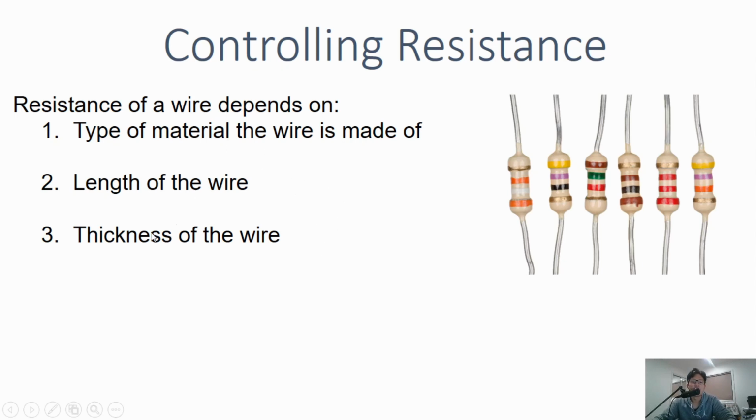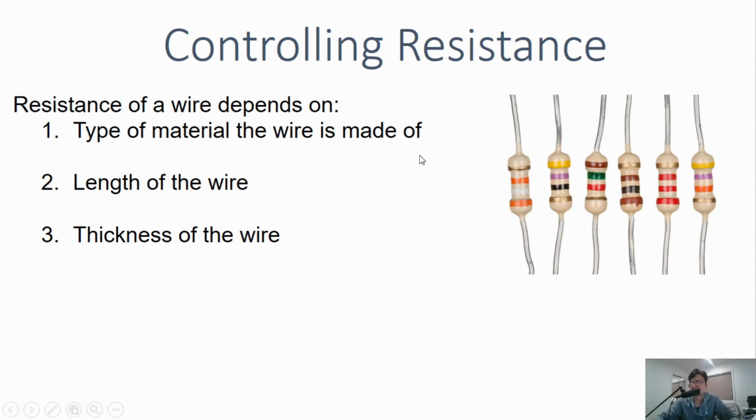The length of the wire is also a key factor. If the wire is 2 times longer, it means it will have 2 times the resistance, making it harder for the electrons to pass through. And also the thickness of the wire: the thinner the wire, the harder it is for electrons to pass through, so it will have a higher resistance.